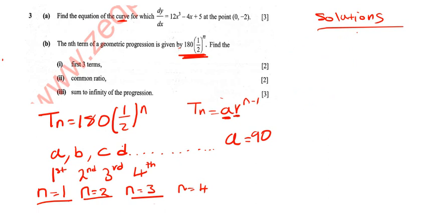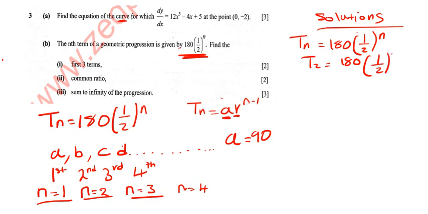For the next one, again you write the formula: Tn is given by 180 open bracket 1 over 2 to the power n, and the value of n is 2. Since n is equal to 2, T2 equals 180 open bracket 1 over 2 to the power 2. So Tn equals 180 open bracket 0.5 to the power 2. When we say 0.5 to the power 2, it is 0.25.